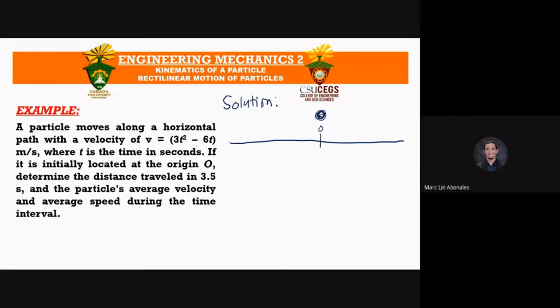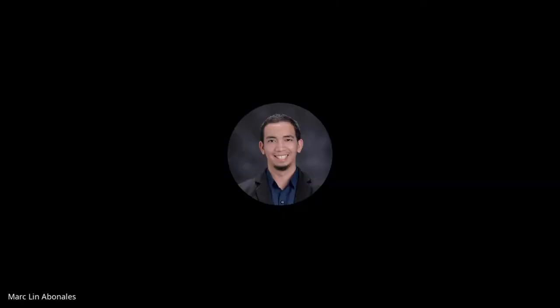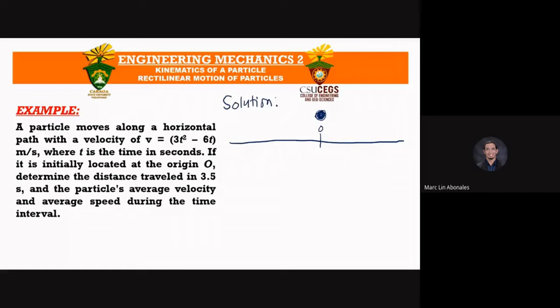Why do we draw the horizontal path of our particle? Because we don't know where it moves, if it goes to the left or if it goes to the right. It is not stated in the problem, right? It is not stated whether our particle is moving to the left or right. It only says that it moves along a horizontal path with a velocity, and it is initially located at the origin. So this would be the coordinate system of our particle.